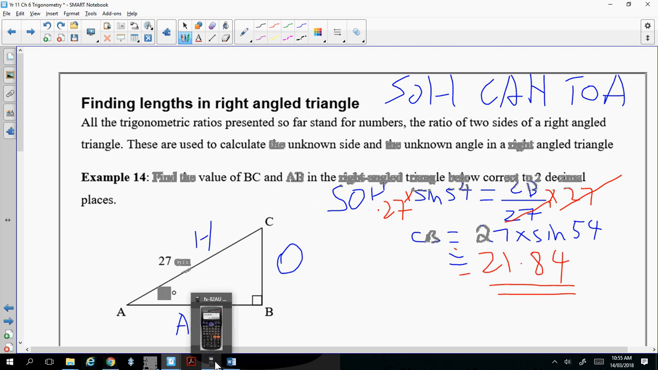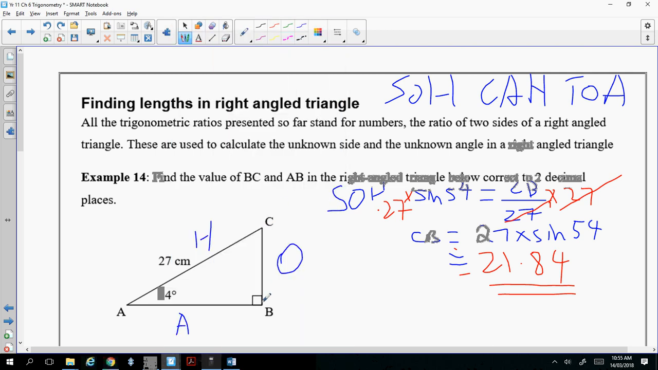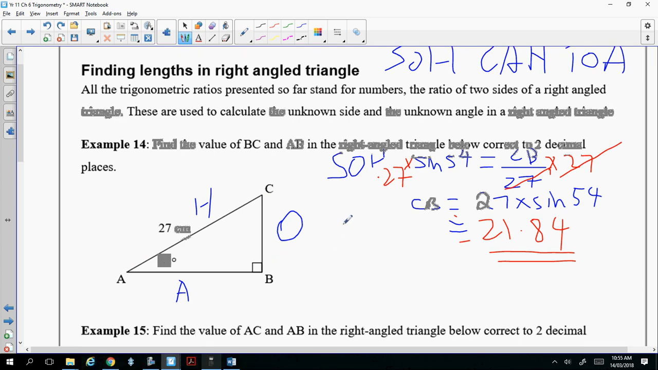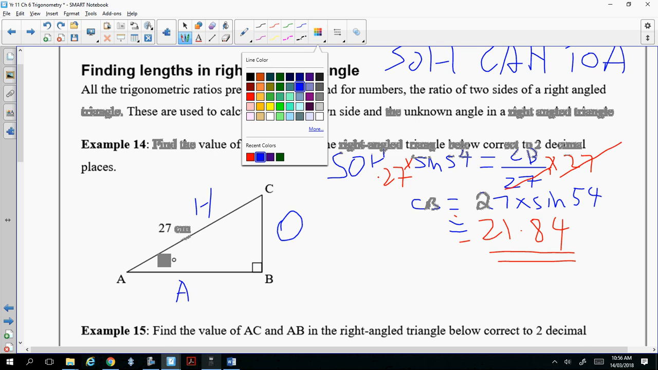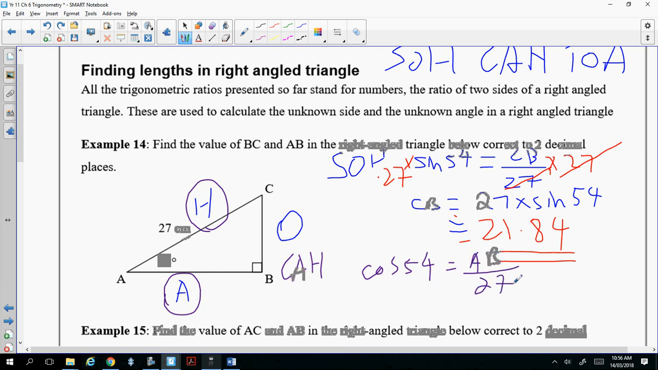CB, yep, is the line CB here. That's the length, and then we're going to find AB. Let's find out what AB is. To find AB, you have to use cos because it's adjacent and hypotenuse, SOHCAHTOA, CAH. So you write cos 54 is equal to AB over 27. Like before, multiply both sides by 27 to get the value of AB.